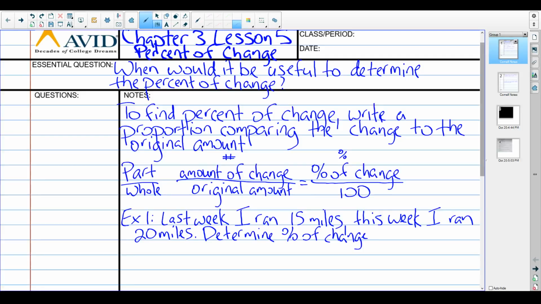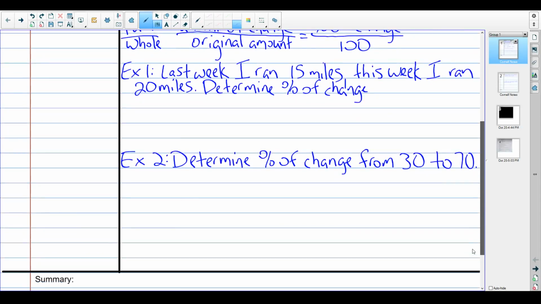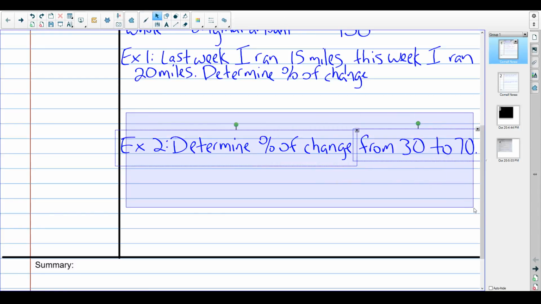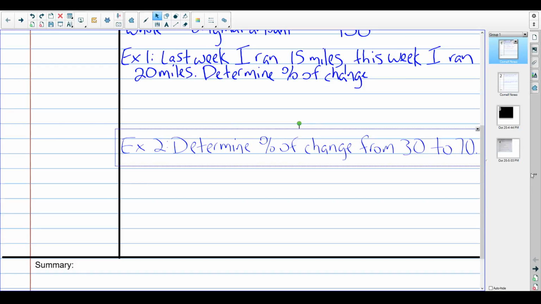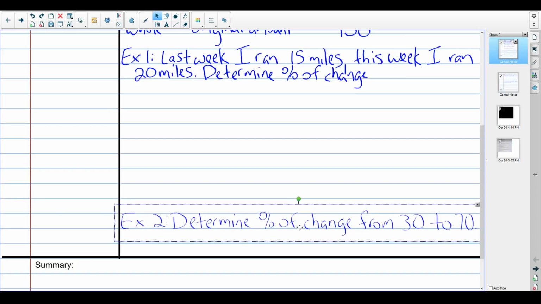Alright, so if you don't have this down, pause it because I'm going to get started. Example 1 says last week, I ran 15 miles. This week, I ran 20 miles. I don't know who Miss Geyer thinks she's fooling, saying she ran 15 and 20 miles, but whatever. Determine the percent of change.